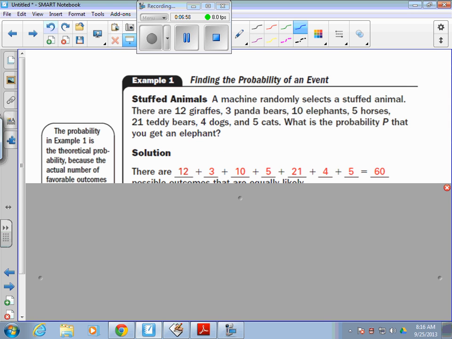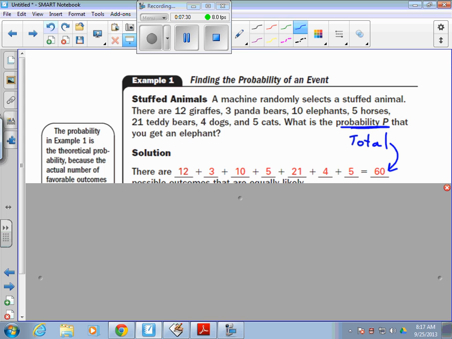Finding the probability of an event. It says there are all these stuffed animals: 12 giraffes, 3 pandas, 10 elephants, 5 horses, 21 teddy bears, 4 dogs, and 5 cats. What is the probability you're going to get an elephant? For probability, you need the total number of animals. If you don't know what the total is, you need to add up all of the animals there are. That's what we have: 12 plus 3 plus 10 plus 5 plus 21 plus 4 plus 5 gives you the number 60. So the total is 60.